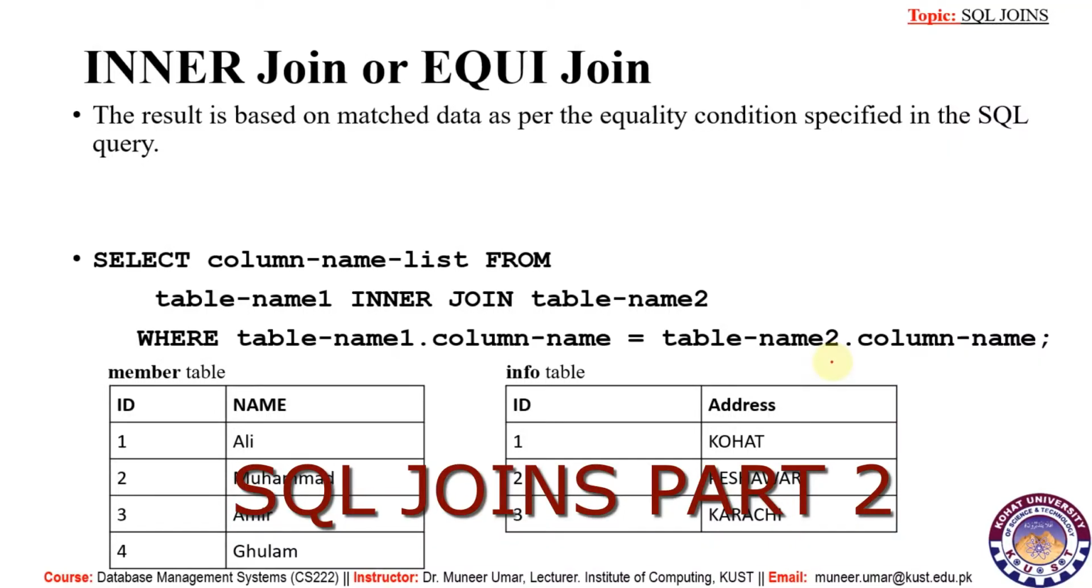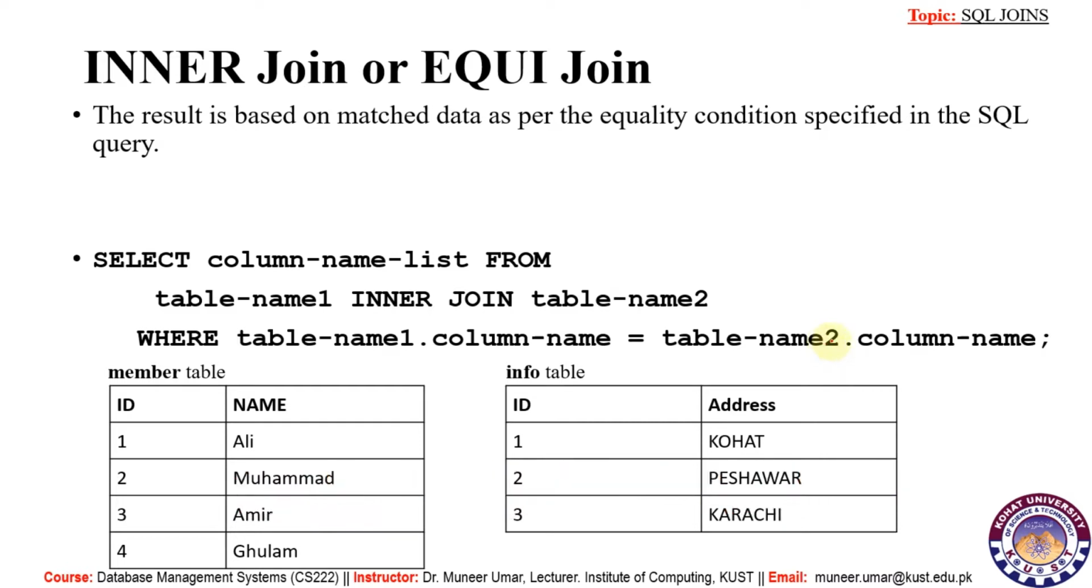The next join is inner join, or equi-join. Actually, this type of join is used to get the result based on matched data from both tables. For matching the data, we use some equality conditions. So according to that single condition, we get the matched data in a common attribute from both the tables, and according to that condition, the end result is selected.